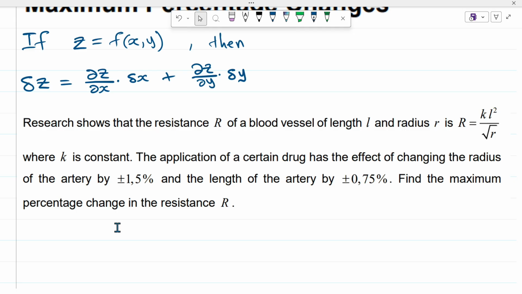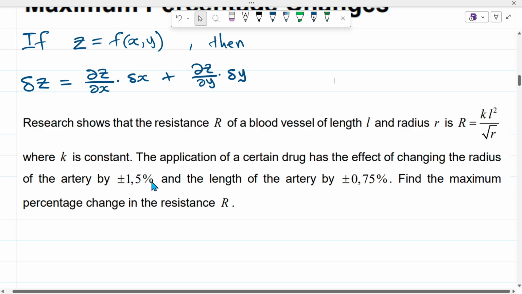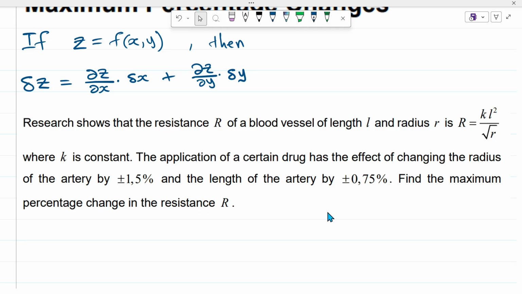What you should remember is that you have to take the signs of the percentage changes. Since you are given plus minus, you must take the one that will end up giving you a positive sign, and also on the other one, on everything. So let's go. Let's do this one.